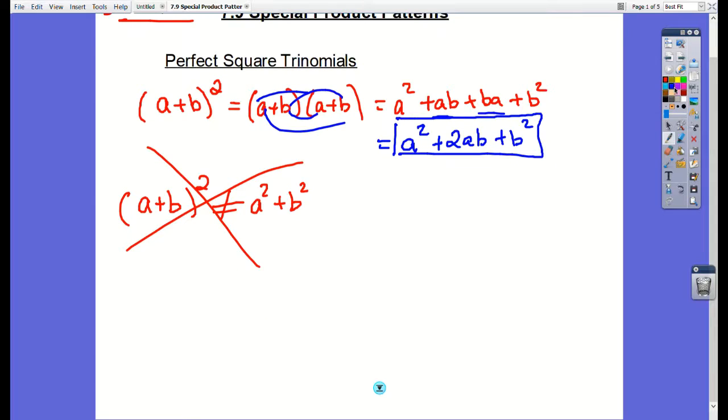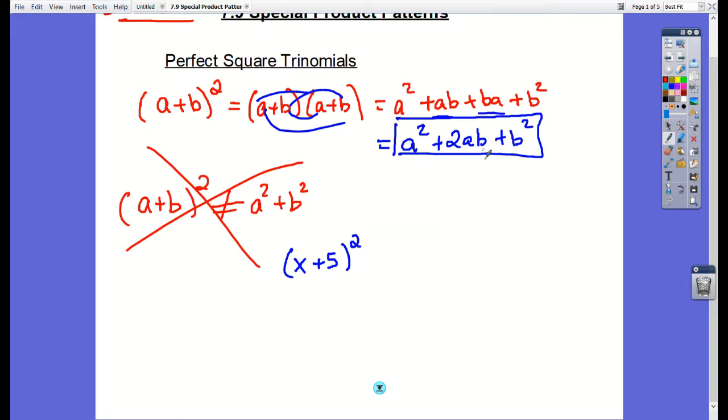Okay, so why is this nice? This is a pattern. Patterns save us time, right? Humans are pretty inclined to try to find patterns in most things. So if we put numbers and variables to this, an example could be something like x plus 5, this quantity squared. We could FOIL this, right? We could write this as x plus 5 times x plus 5 and do first, outside, inside, last. That can be time consuming, right?